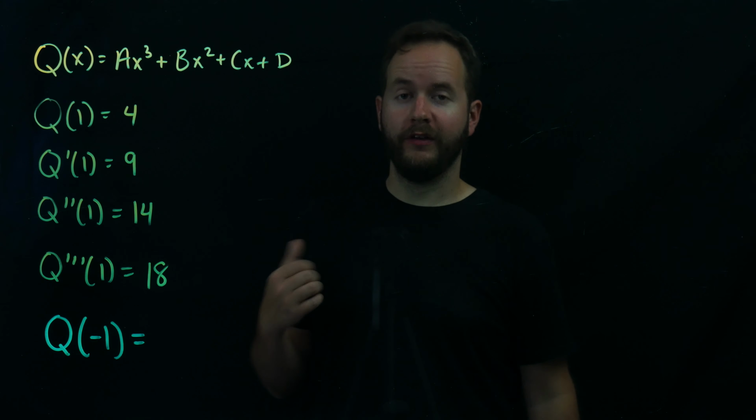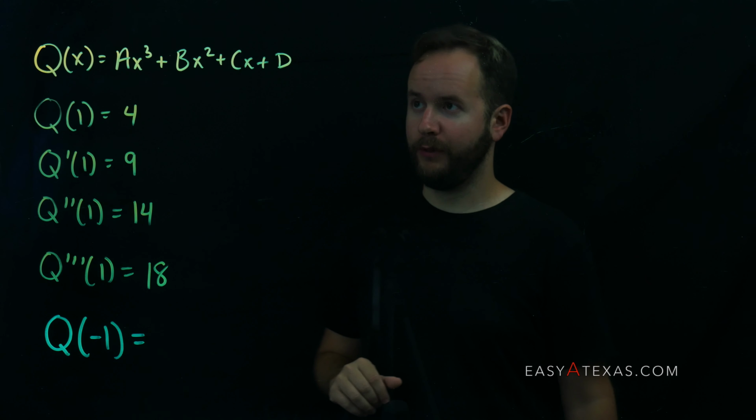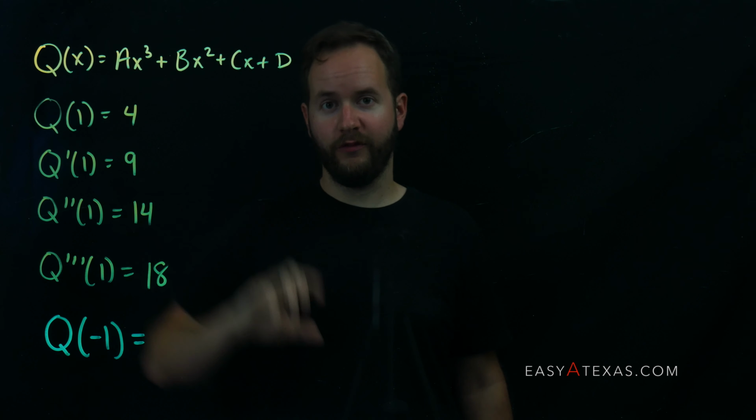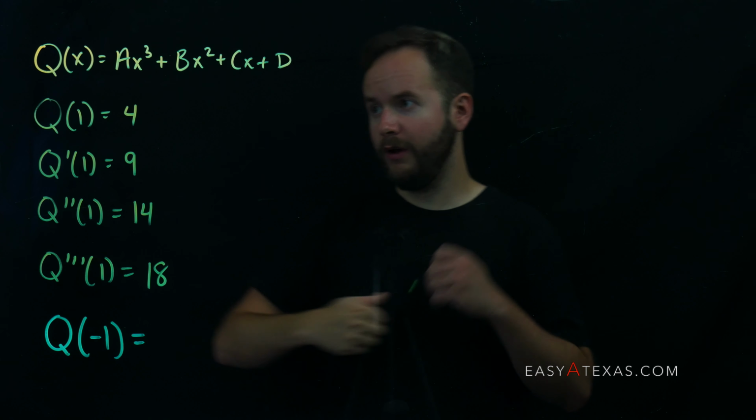We're told q of x is a cubic polynomial. That means it has the form ax cubed plus bx squared plus cx plus d. And our job is to figure out the values of a, b, c, and d using this information down here. That is, we're told that when I plug 1 into this expression, I get 4. So let's go ahead and plug in 1.